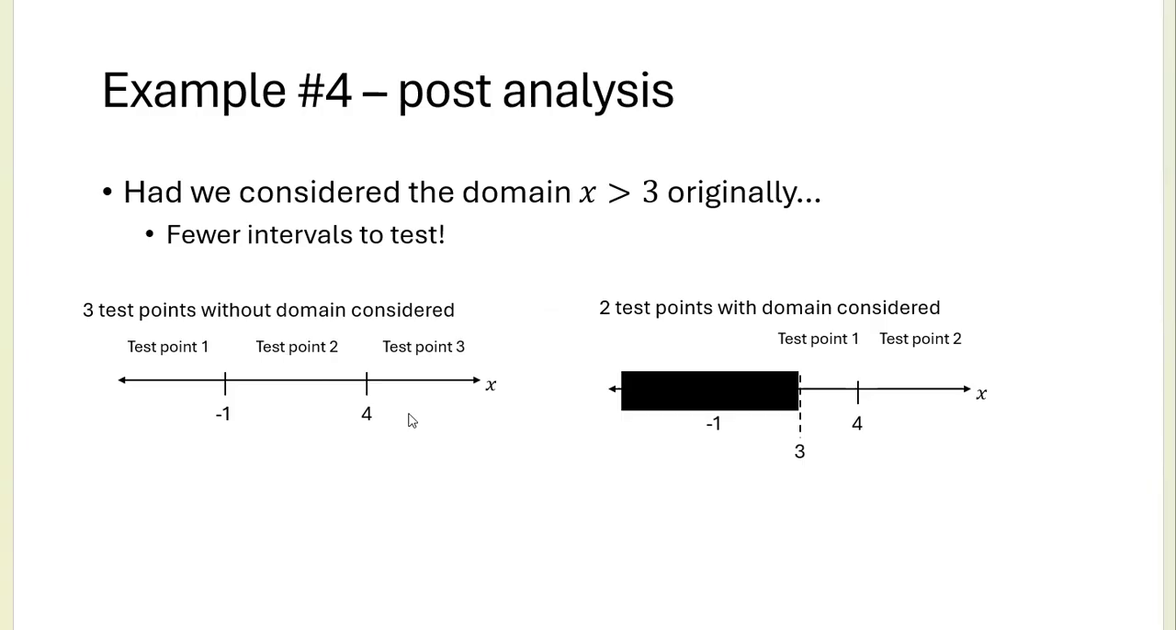But look, if we considered x is greater than 3, right here, it's within the middle interval. We can cut off everything less than 3 because it's not in the domain. So you could test 2 points instead. You can get rid of this test point over here. So you can plug in x is 3.5 and x is 5.